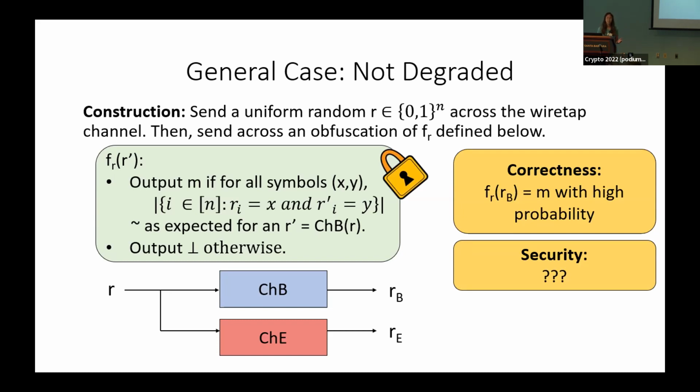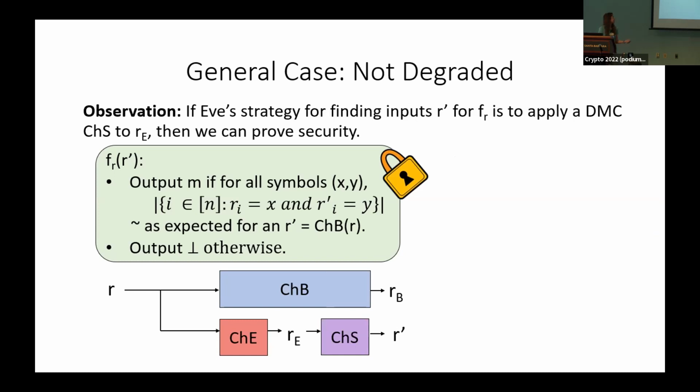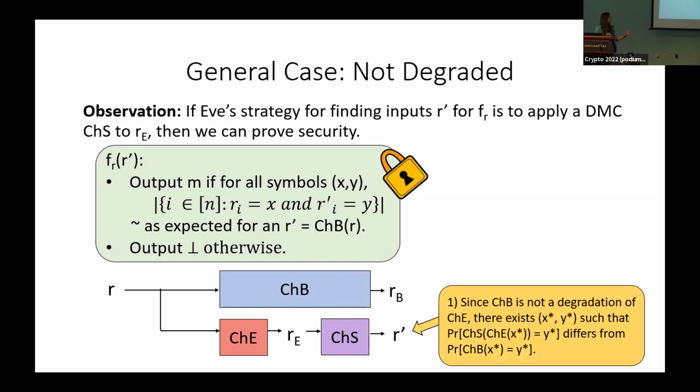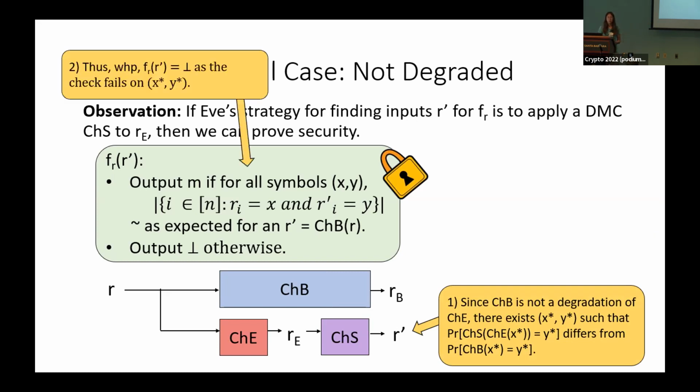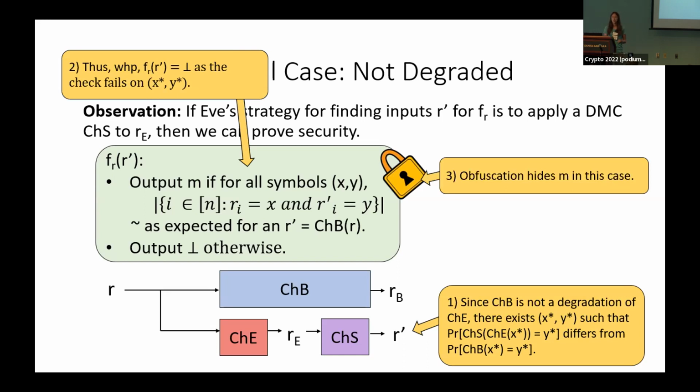And we first consider a restricted setting, where the only way Eve can generate these values is by running her input RE through a discrete memoryless channel, channel S. So suppose Eve generates these R primes for whatever channel S she likes, and then she tries to input them into the function and cause something to output M. So in this specific scenario, we can argue security. And why is that? Well, because channel B is not a degradation of channel E, there should be some X star Y star with a different crossover probability between R and R prime than what you would expect if you sent it through channel B. And therefore, if you input R prime to this function, when it checks for X star and Y star, it should notice that the crossover probability was different. And therefore, the check will fail and it'll output bot. And as we said earlier, if you can't create anything that doesn't output bot, then the obfuscation will hide the value of M because you can replace this function with a simulated one.